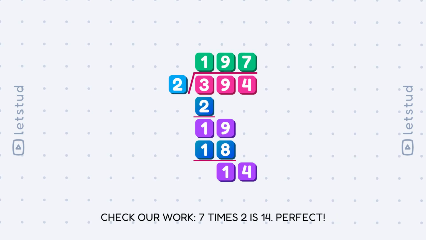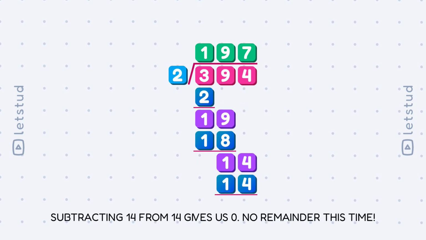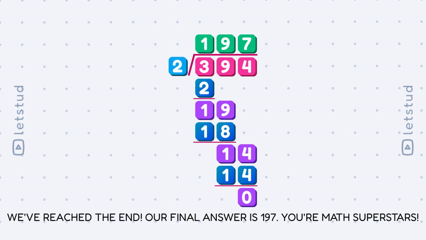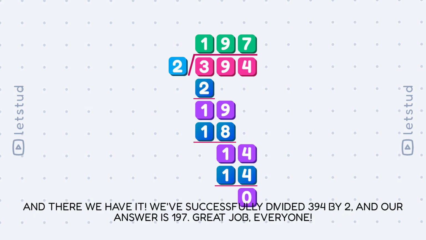Check our work: 7 times 2 is 14. Perfect. Subtracting 14 from 14 gives us 0. No remainder this time. You did it, that's fantastic. We've reached the end. Our final answer is 197. And there we have it, we've successfully divided 394 by 2 and our answer is 197.